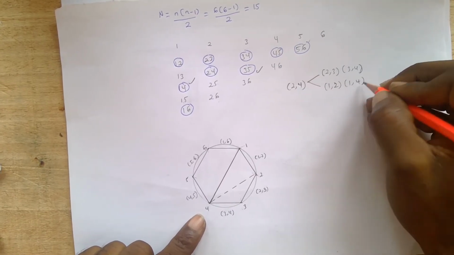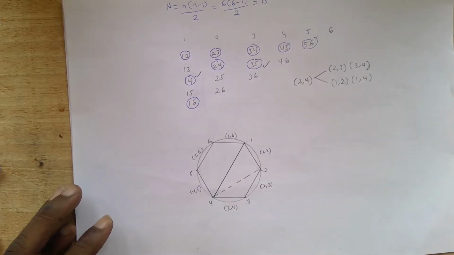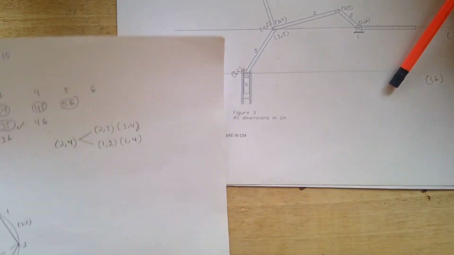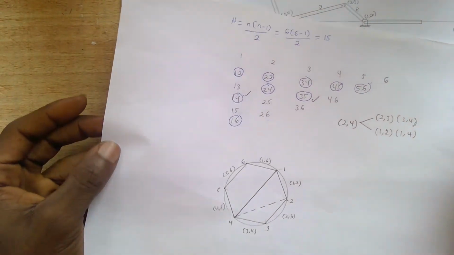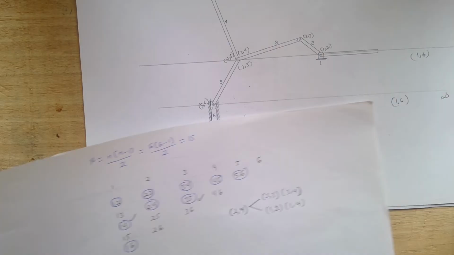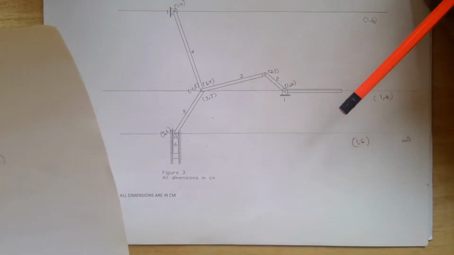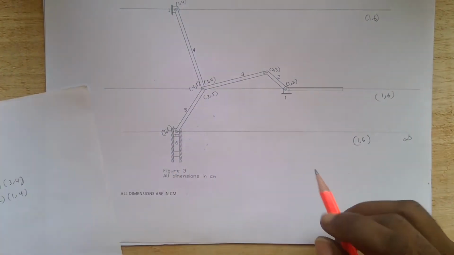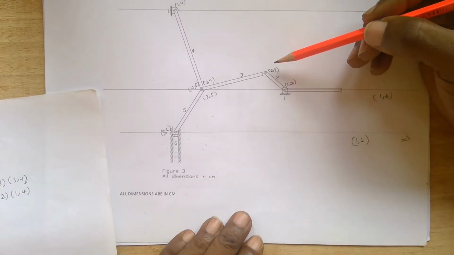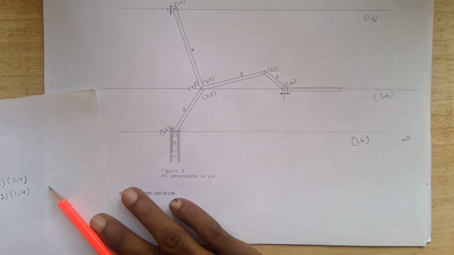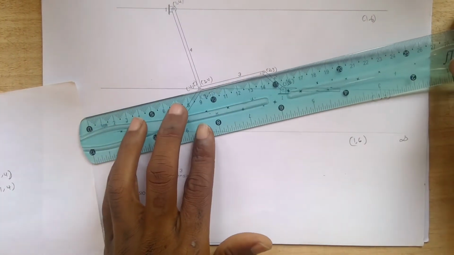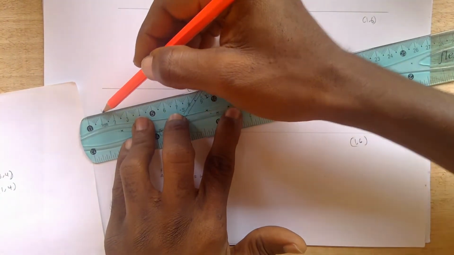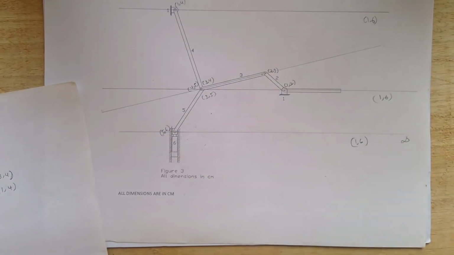1 2 1 4. Okay, this is what I have. So you will go to the figure. On this figure I'm going to look for 2 3 3 4. I'm going to look for the instant center 2 3 and then 3 4. I have 2 3 here and 3 4 here. So I'm going to draw a line through these two instant centers. So this becomes 2 3 3 4.